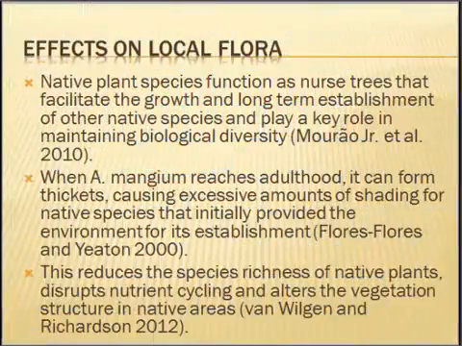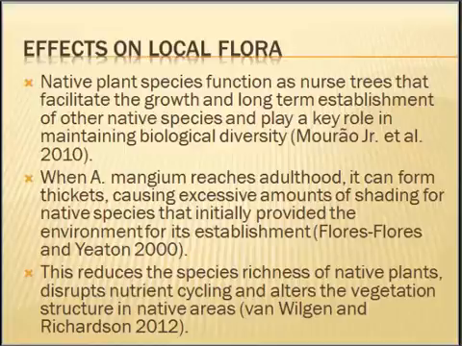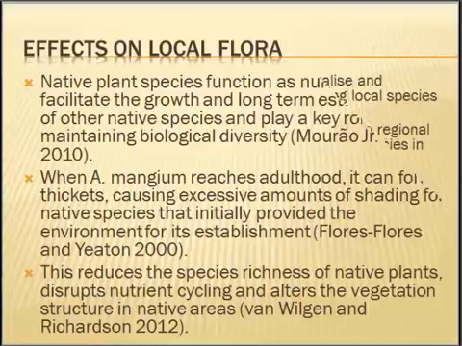What are the effects of Acacia mangium on local flora? Native plant species function as nurse trees that facilitate the growth and long-term establishment of other native species and play a key role in maintaining biological diversity. When mangium reaches adulthood, it can form thickets, causing excessive amounts of shading for native species that initially provided the environment for its establishment. This reduces the species richness of native plants, disrupts nutrient cycling, and alters the vegetation structure in native areas.